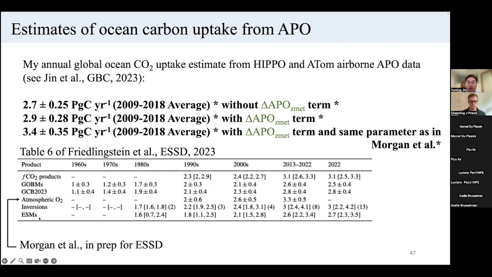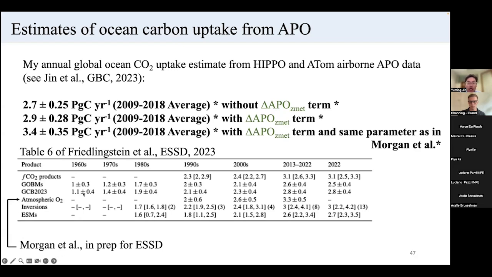I want to mention Eric Morgan is working on a similar estimate, using long-term station data to quantify the ocean carbon uptake using atmospheric oxygen measurements. So we have station data for more than 3 decades, so he can really resolve the uptake for 3 decades, which I showed in the table here.